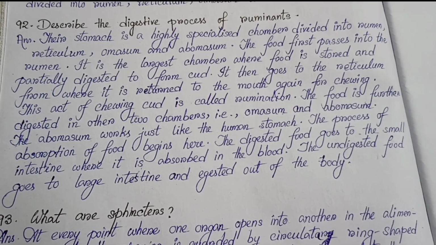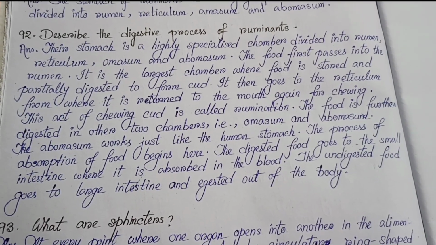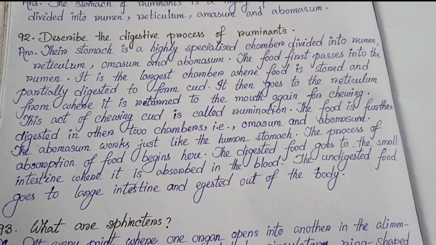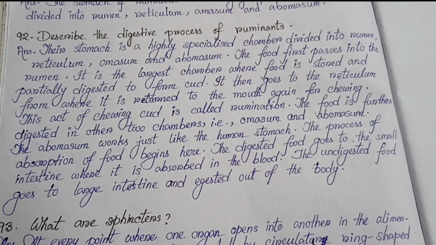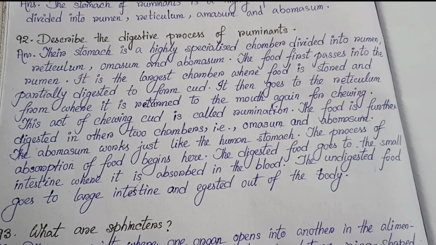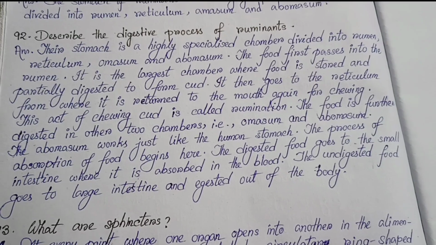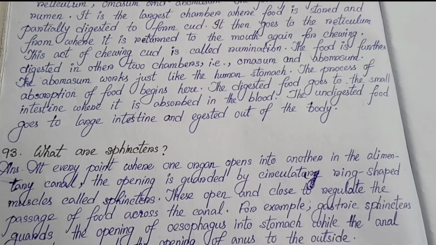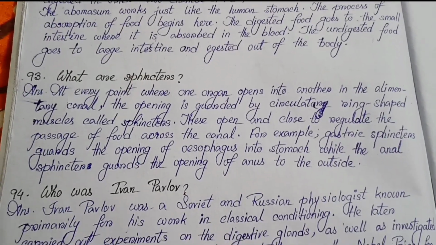The food is further digested in the other two chambers, that is omasum and abomasum. The abomasum works just like the human stomach. The process of absorption of food begins here. The digested food goes to the small intestine where it is absorbed in the blood. The undigested food goes to large intestine and is passed out of the body.